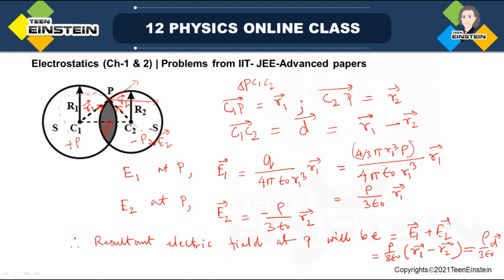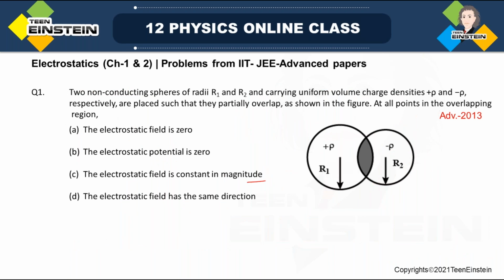Therefore, we can choose the option C, the electrostatic field is constant in magnitude. So that is what we can choose from here.